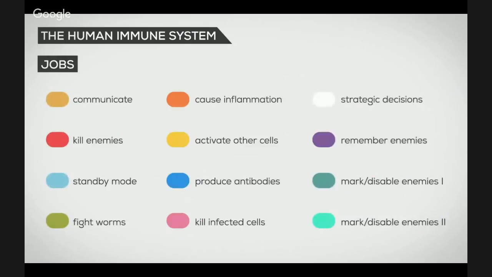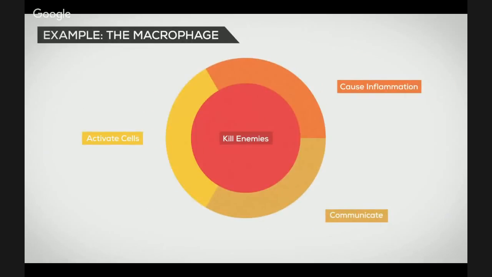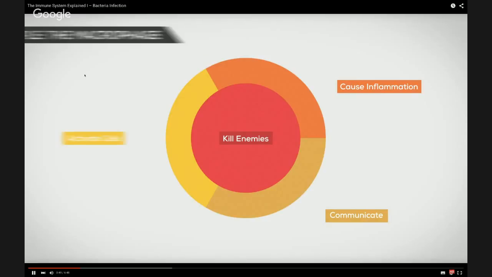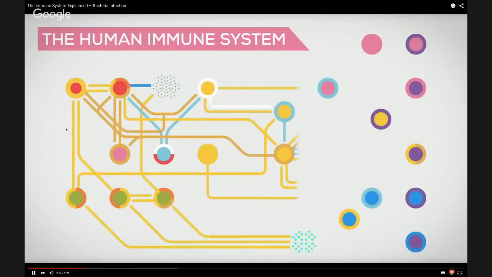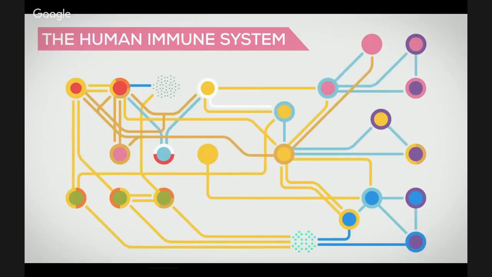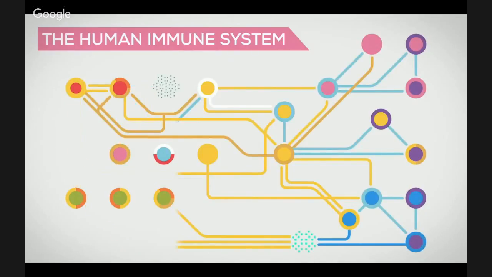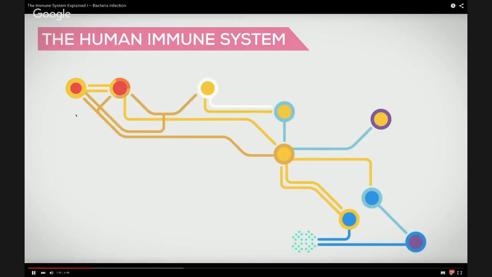First of all, let's add colors to the jobs. Now, let's illustrate the cells. The central color represents the main job of the cell, while the surrounding ones represent secondary duties. Now, the immune system looks like this. Now, the interactions. Isn't this complexity just awesome? For this video, we will only talk about these cells and ignore the rest.